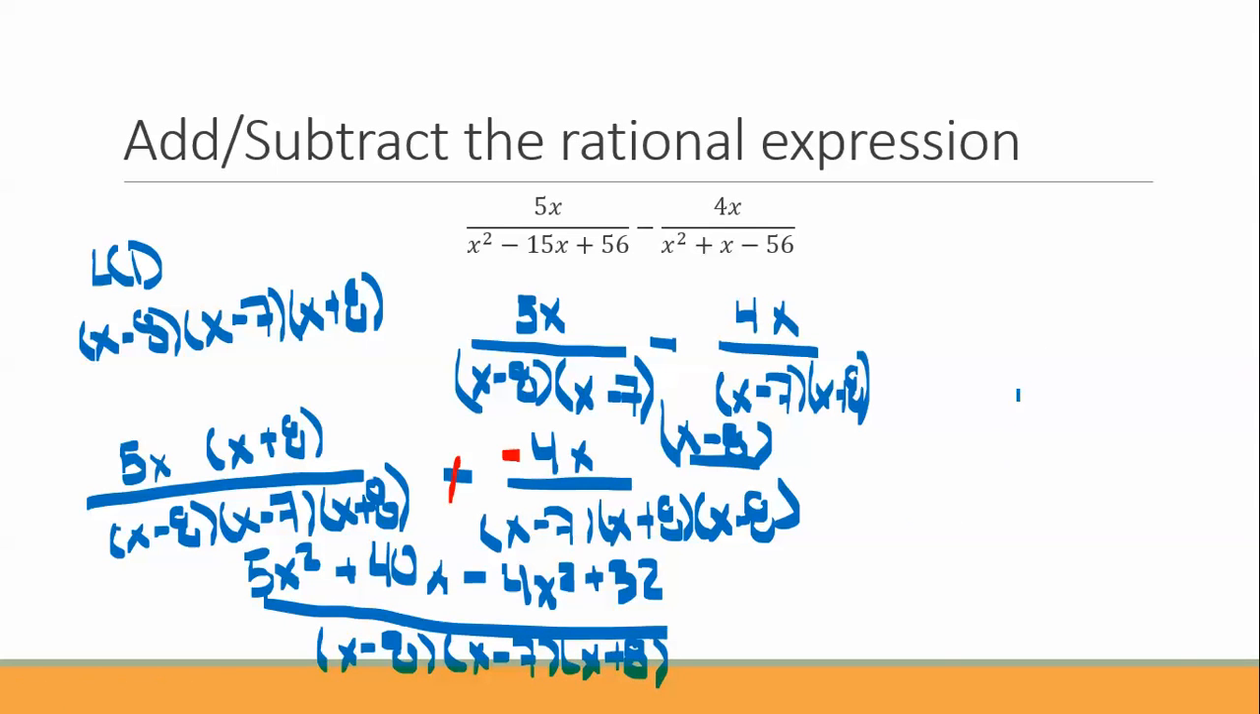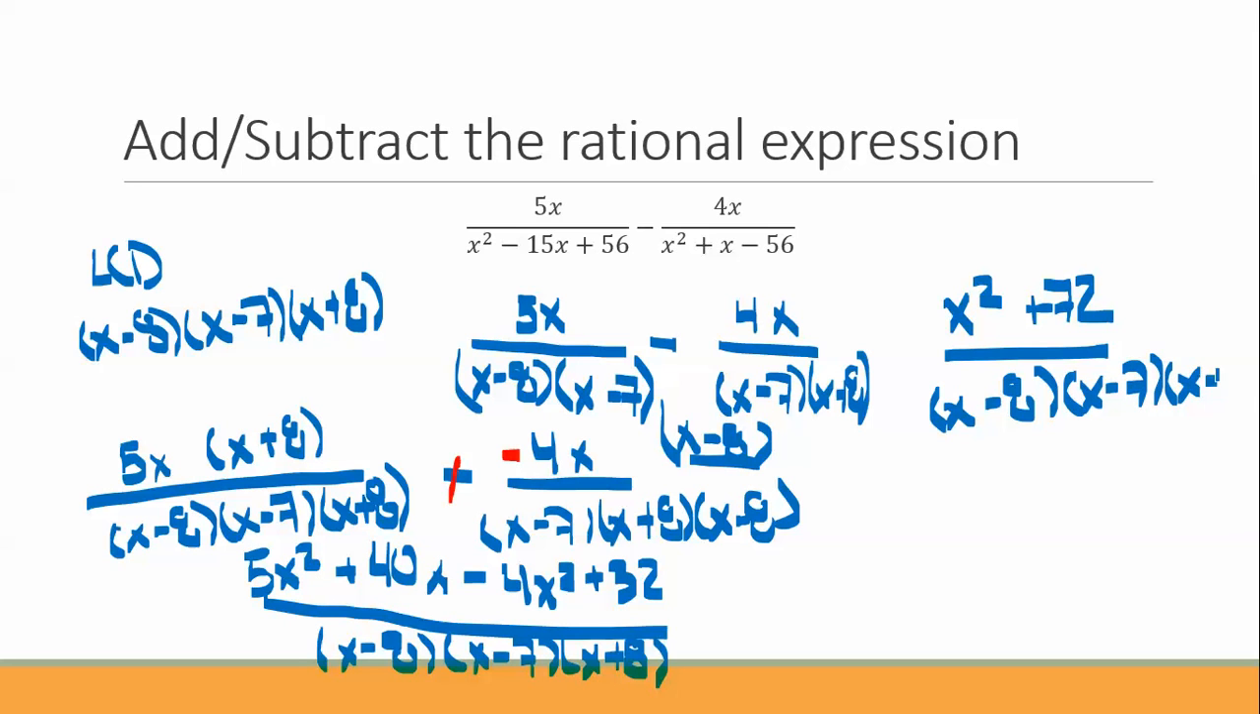And now we can combine like terms. So we have 5x squared minus 4x squared is x squared, and plus 40 plus 32 is going to be plus 72 over x minus 8, x minus 7, x plus 8.